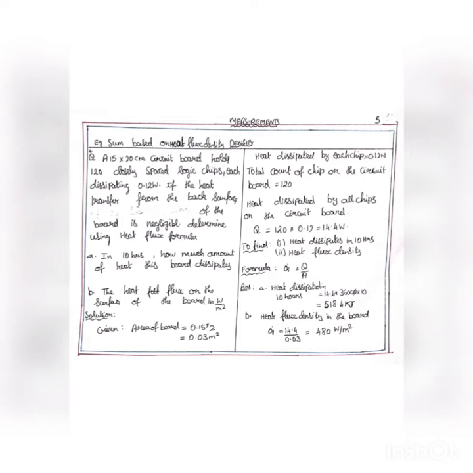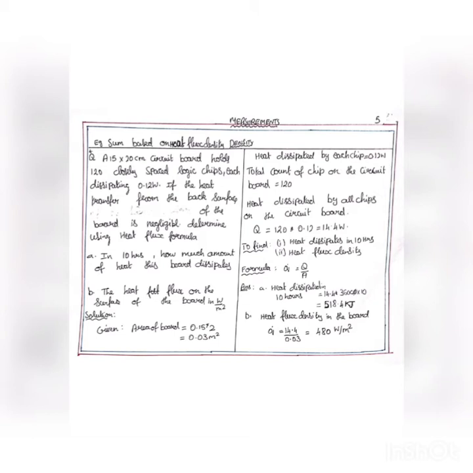We have been given the total count of chips on the circuit board and the heat dissipated by all chips on the circuit board. So we multiply 0.12 into 120. We can get the answer as 14.4 watt. Here we want to find two things: one is the heat dissipated in 10 hours, and the other is the heat flux density.